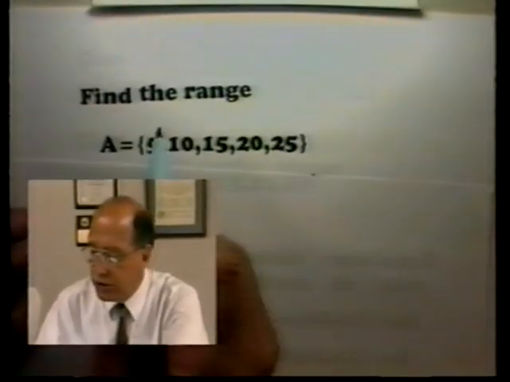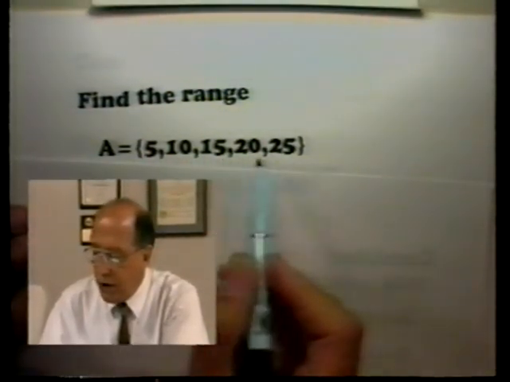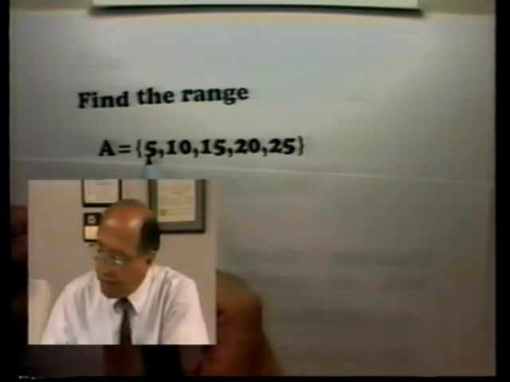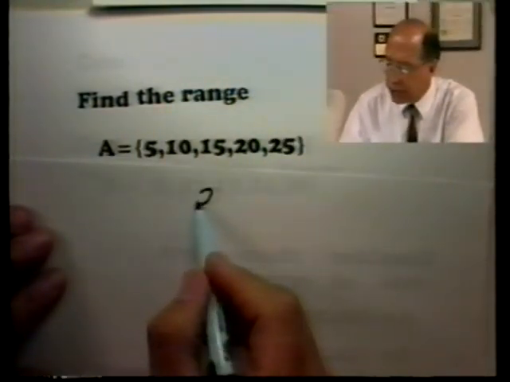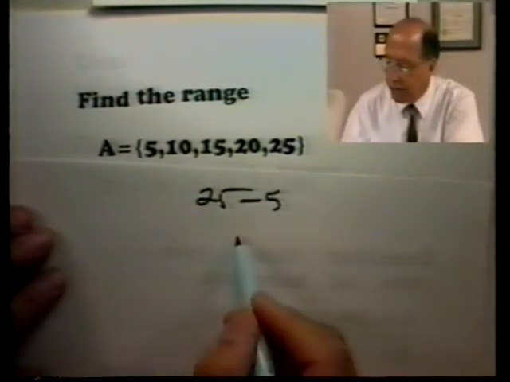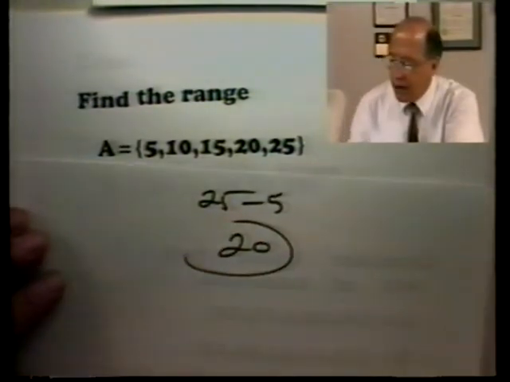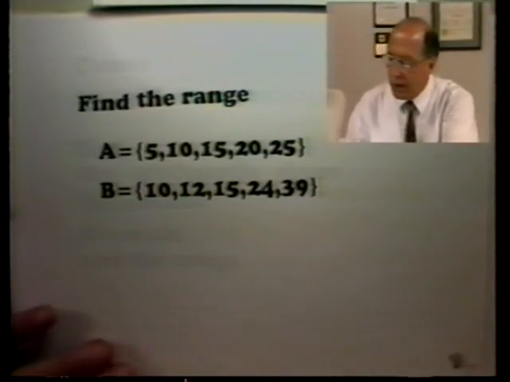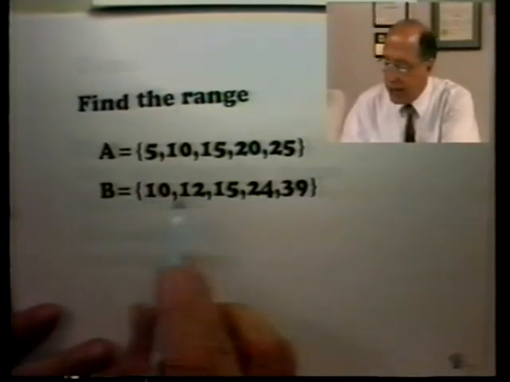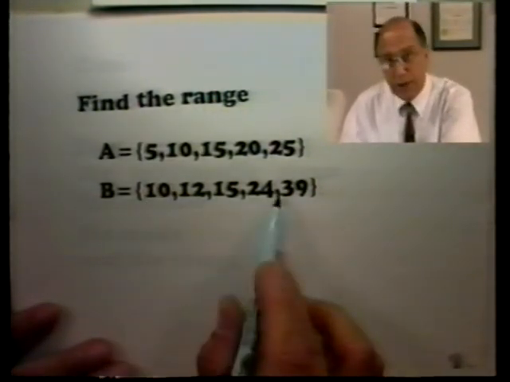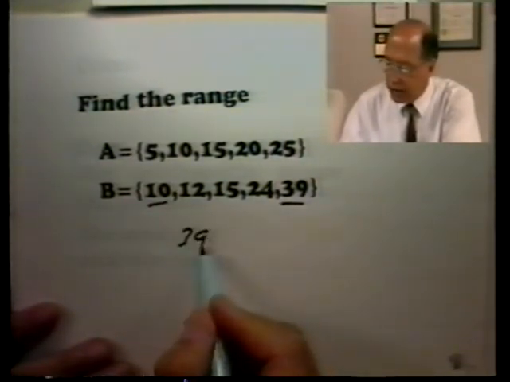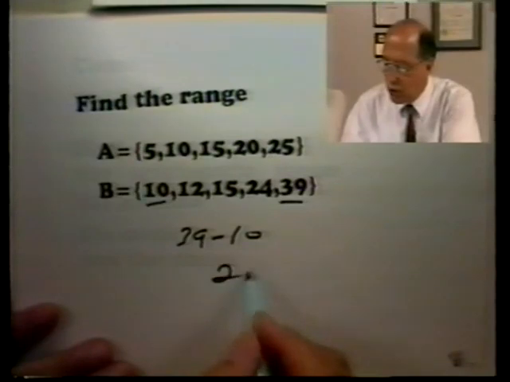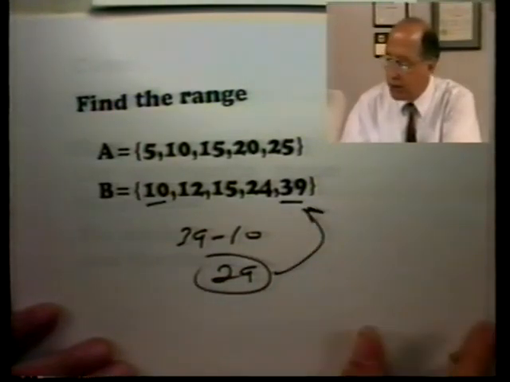Now, can you please show me the range of these scores? Well, it's from 5 to 25. Notice I wrote it in increasing order. So we subtract 25 minus 5, and the answer is 20. Okay, let's try another one. What about this one? From 10 to 39. Notice I wrote it in increasing order. So you take the 10 and the 39 and subtract, and that'll give us 29. That's the range of this one.